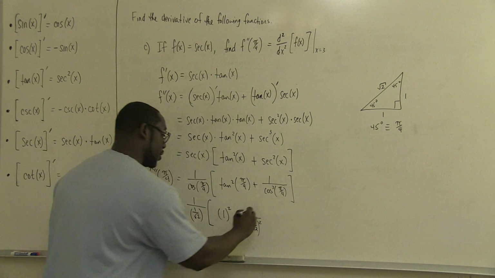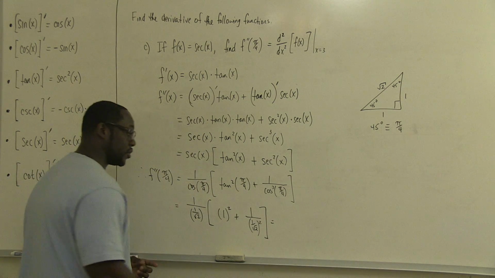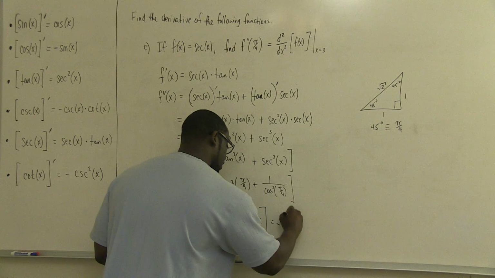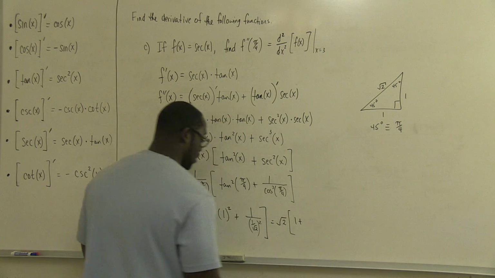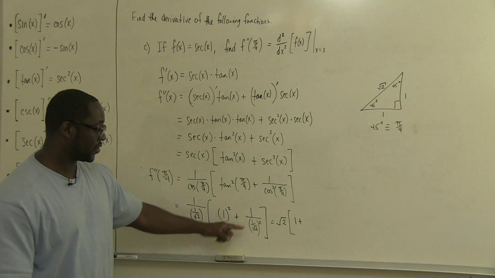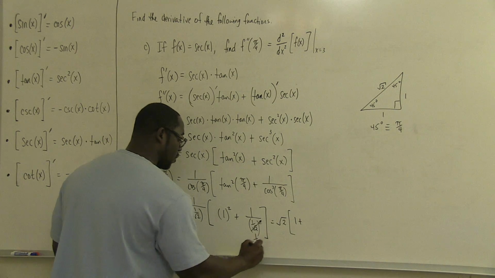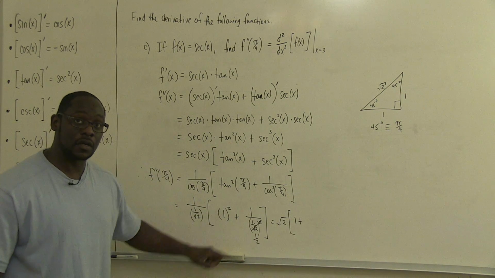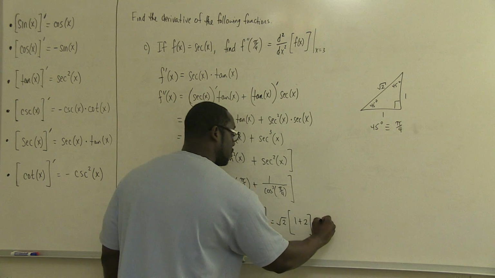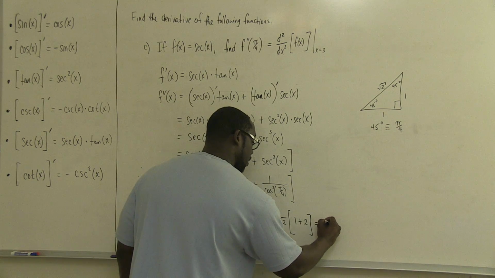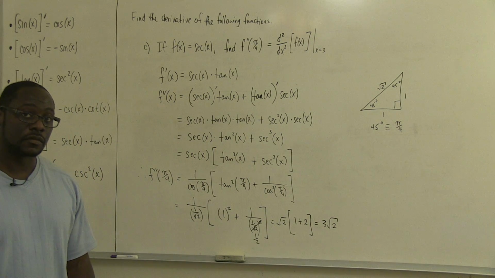Okay. And so, of course, the reciprocal of 1 over square root of 2 is just square root of 2. 1 squared is just 1. And of course, here, if we square 1 over square root of 2, this just gives us 1/2. And the reciprocal of 1/2 is 2. And if we put that all together, we end up getting 3 times square root of 2 as the answer. Okay.